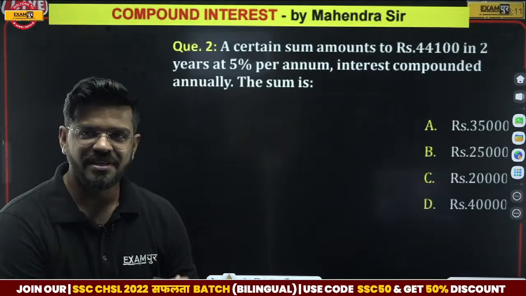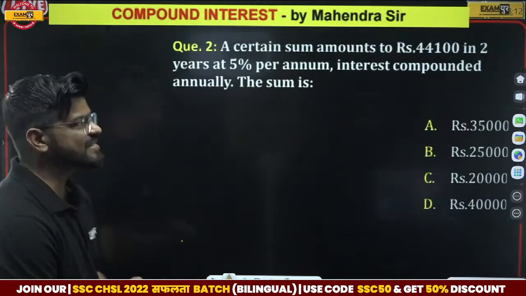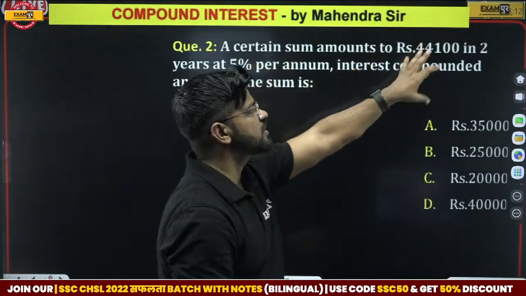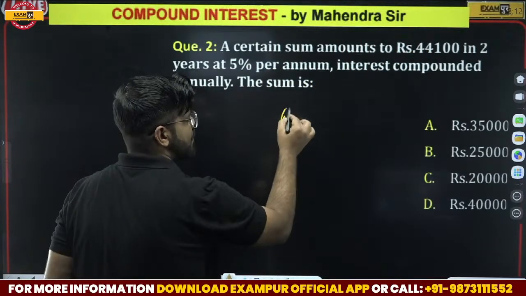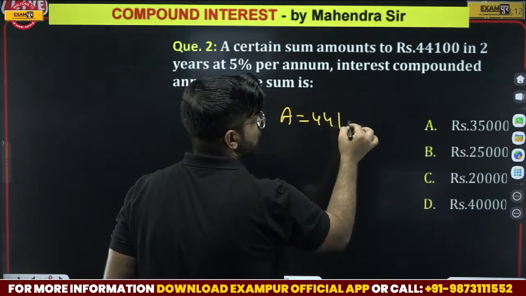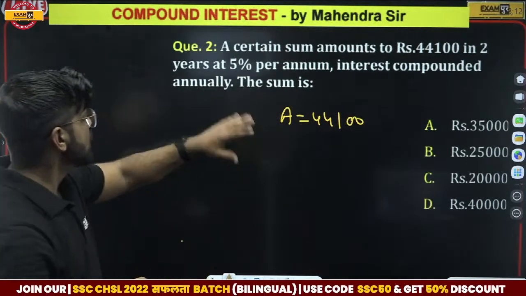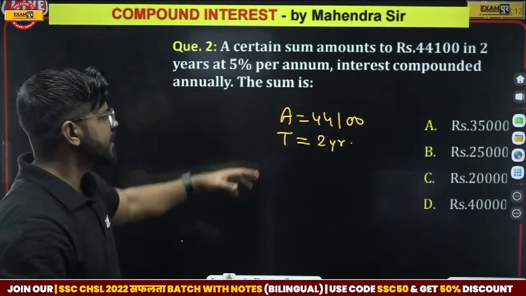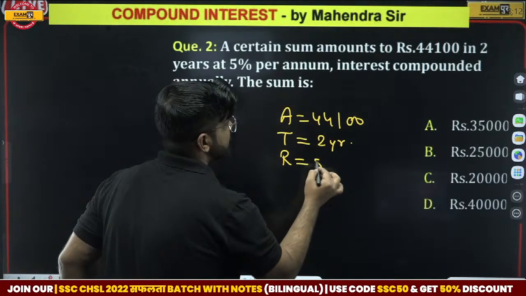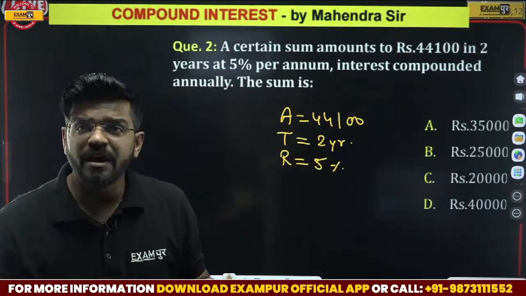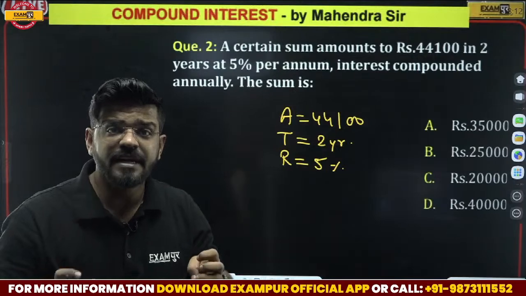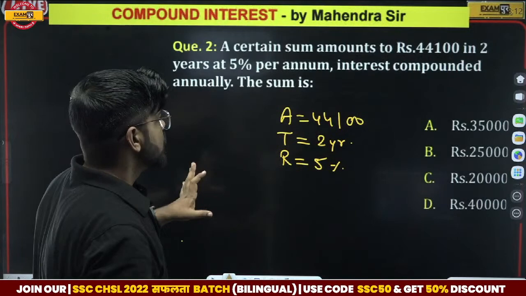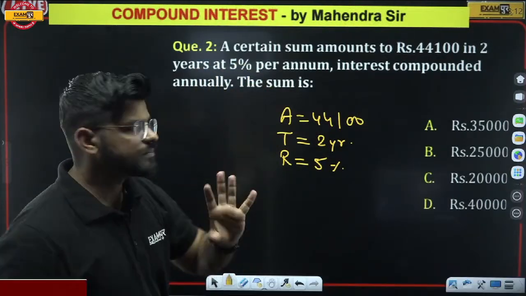So we have another question in front of you. Let's solve this question. We have a certain sum which amounts to 44100 in 2 years. The time period is 2 years, and the rate is 5% per annum. So first, what do we have to do? We have to take the different data from the question, then we have to solve that.